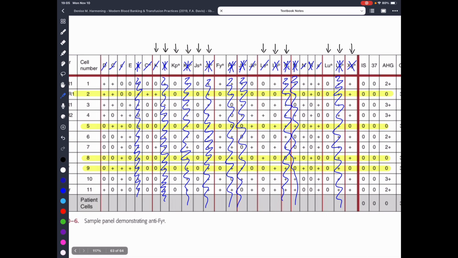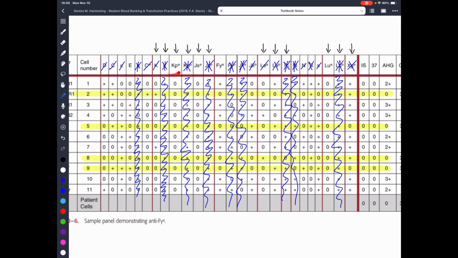The last two, 0, 0, both do not match up with the patient results, because there's agglutination, but there's absolutely no capital E present. Overall, capital E is not looking like it is the target antigen of these antibodies. Let's look at the others.